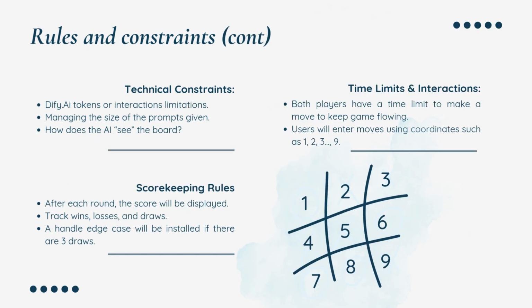Managing time and interaction is another key aspect, so we may decide to implement a time limit for the user's turn to keep the game flowing smoothly. And user input will need to follow a clear format, such as entering coordinates like 1, 2, 3, all the way to 9 to place their symbol. And AI should also respond within a reasonable time frame to avoid frustrating delays for the user. And setting these boundaries ensures a responsive and enjoyable experience for the player.